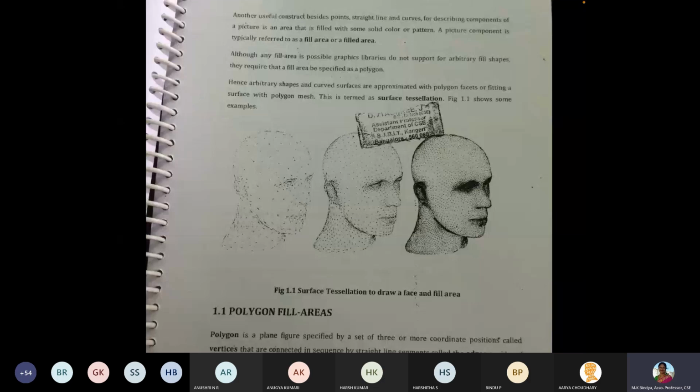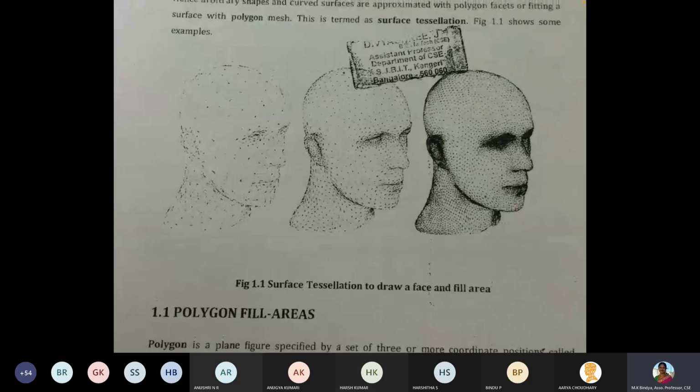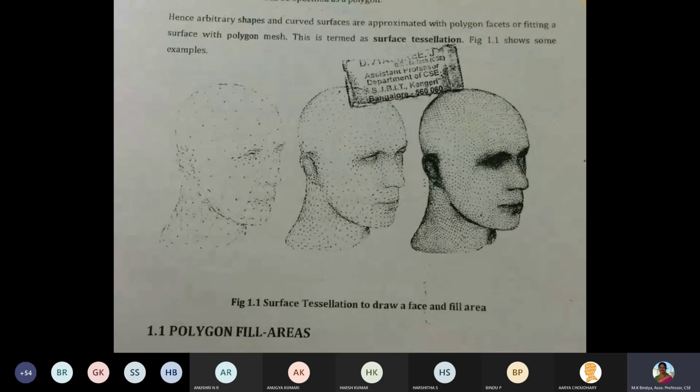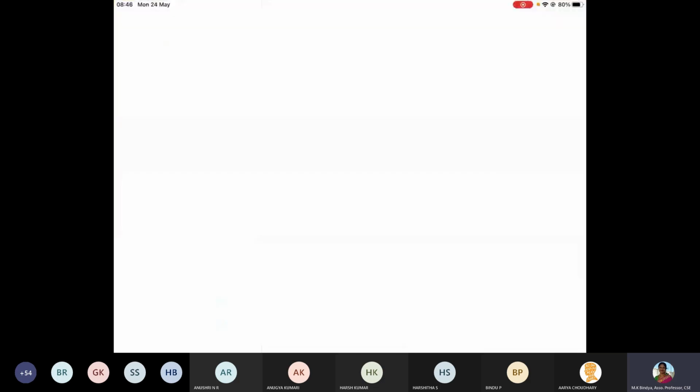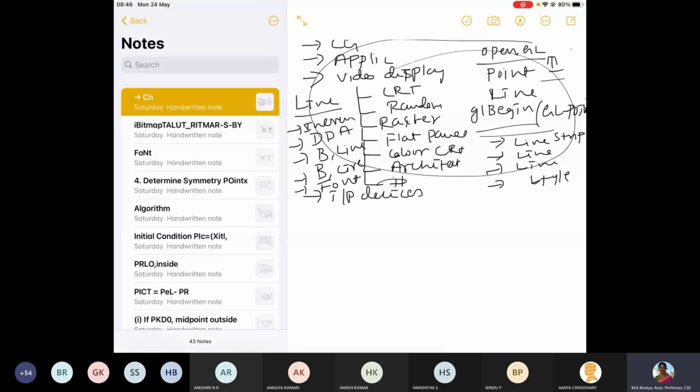Now I told you about the polygon. Now the question is, what do you mean by the polygon? Polygon means any plane figure made up of a minimum of 3 vertices. That means it is made up of 3 or more vertices, whatever image you are going to draw. Let us take an example, I'll show you what a polygon is.